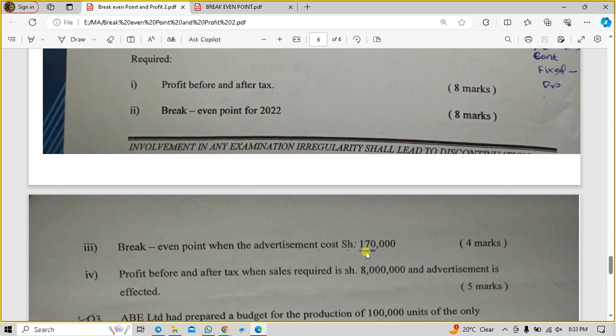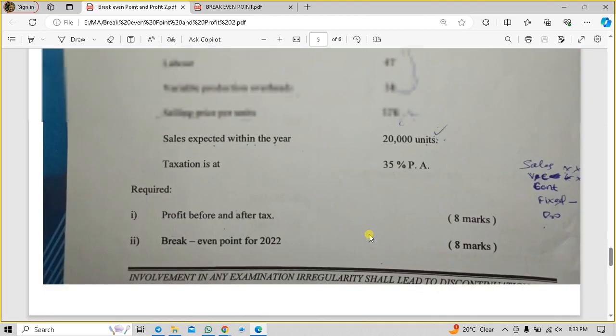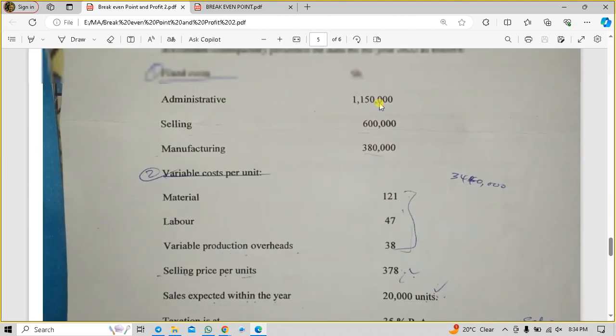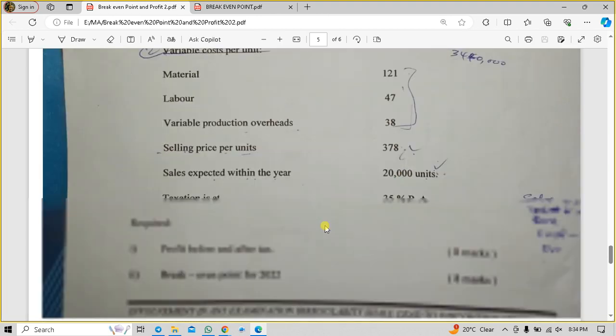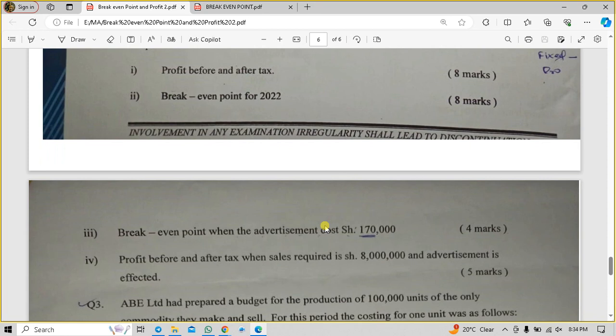So we want to calculate break-even point. Unaona hii 170,000, you're going to add it kwa hizi fixed costs. So then you calculate break-even point. So utachukua 1,150,000 plus 600,000 plus 380,000 plus 170,000. So that will be our total fixed cost. Then calculate break-even point. So you can do it and send us your workings.